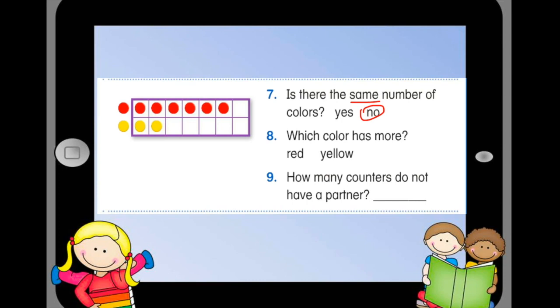So let's take a look at question number 8. It says, which color has more? So looking at the graph, it should be very easy to find which one has more because it's nice and neat and organized. It's very clear to see that there is more red counters than there are yellow. Number 9, it says, how many counters do not have a partner? So again, we want to go to the beginning and match up our pairs. This is a pair. This is another pair. But now the rest do not have partners. So how many counters do not have partners? Let's see. 1, 2, 3, 4 do not have partners. So we would write that in there.